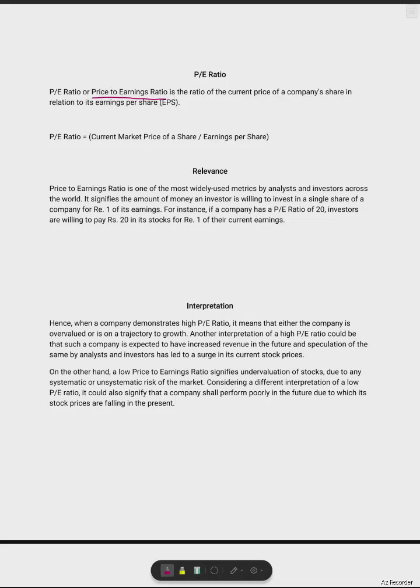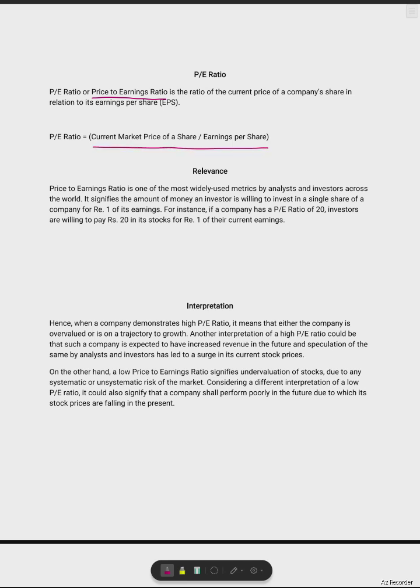Price to earning ratio of a company: what is the relevance of the PE ratio, its interpretation, and what is the benchmark PE ratio. The PE ratio is not only important for basic financial management, but it is also very relevant for the fundamental analysis of a company's stock.